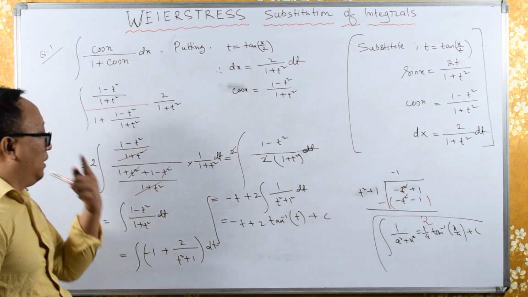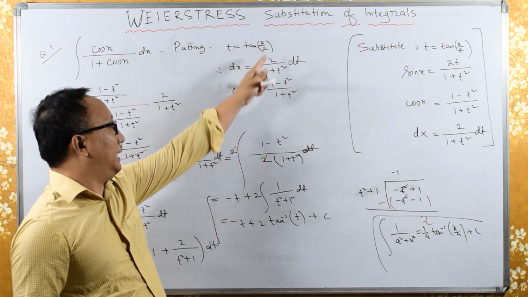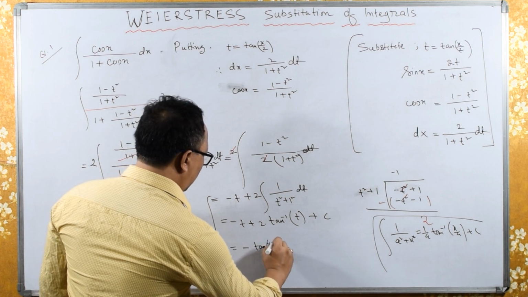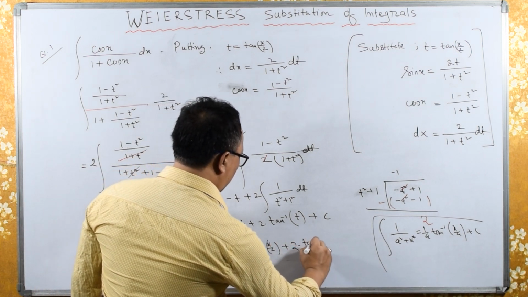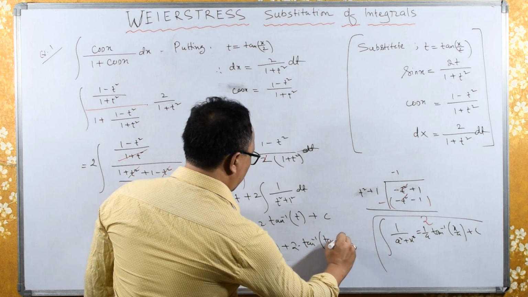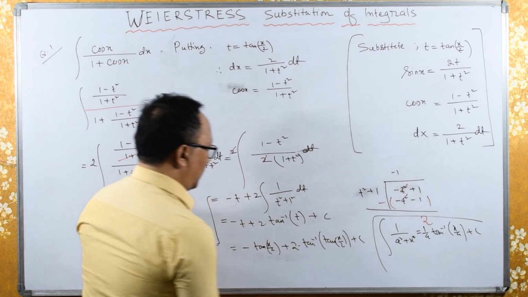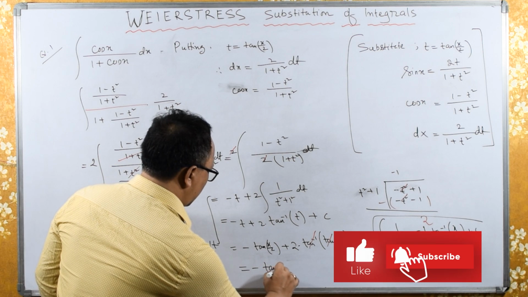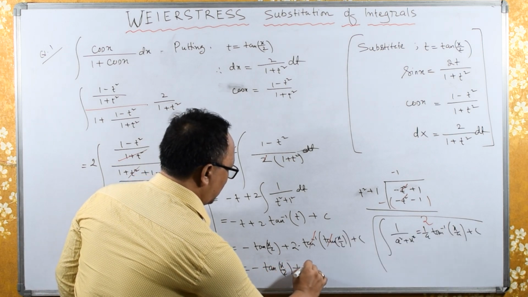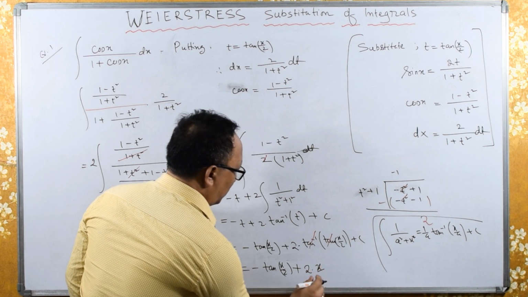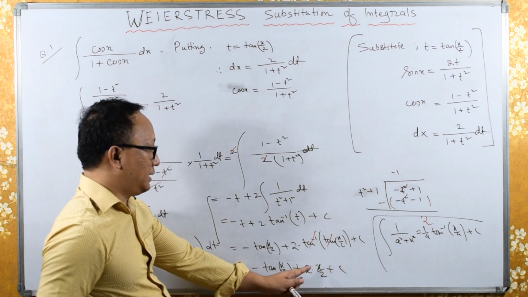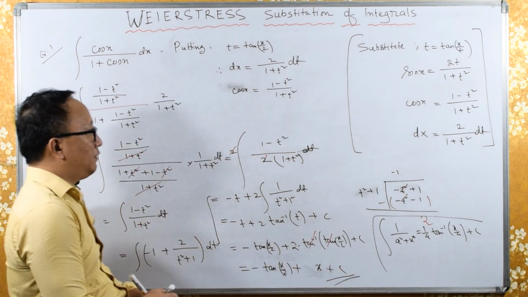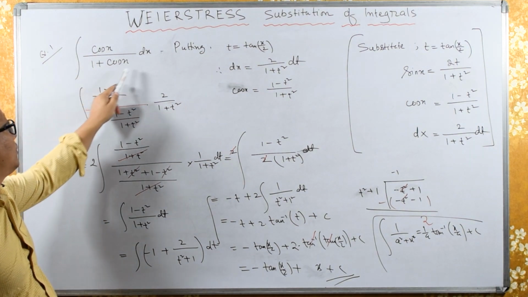Now t you have to bring back. What is t? t is tan x by 2. Therefore this is minus tan x by 2 plus 2 tan inverse tan x by 2 plus c. Here tan inverse and tan get cancelled. This is minus tan x by 2 plus 2 times x by 2, plus c, or you can say 2 gets cancelled. You can say tan x by 2 plus x plus c. This is the correct answer for the integral of cos x upon 1 plus cos x dx.